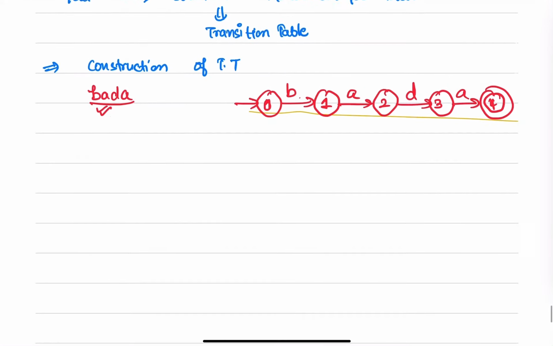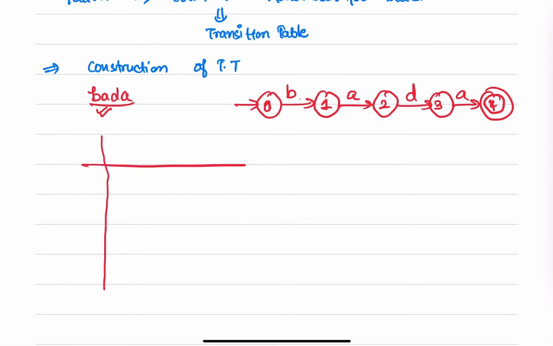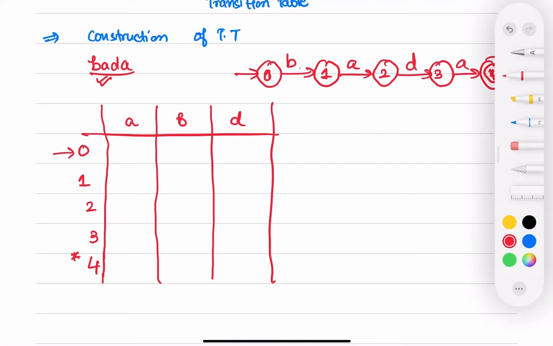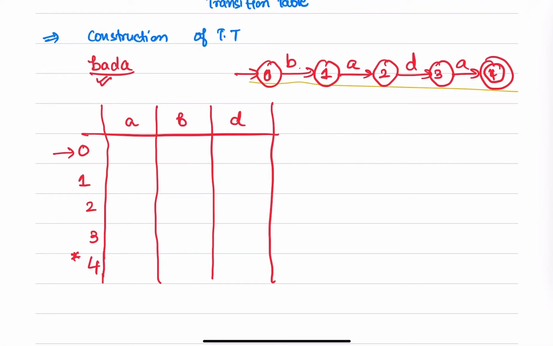That's the first step. Second step, we'll draw a transition table. That is, what are the symbols A, B and D used, and what are the states, 0, 1, 2, 3 and 4. In the transition table also, sometimes we show a start and a star, but that's okay. So now, let's fill the table. Now, can you see, on state 0, you're going to state 1 by taking input B. So on 0, taking input B, you're reaching 1.